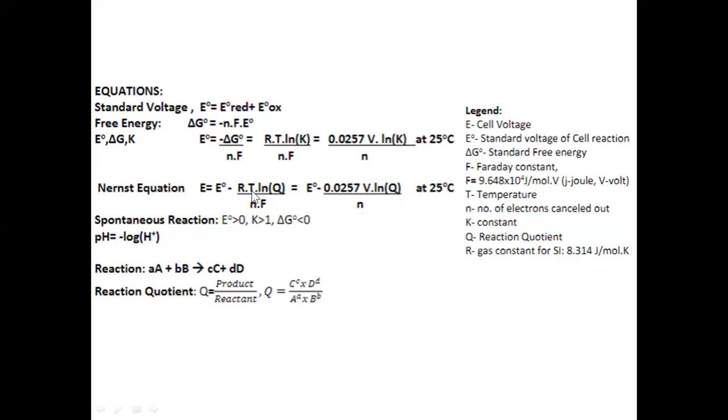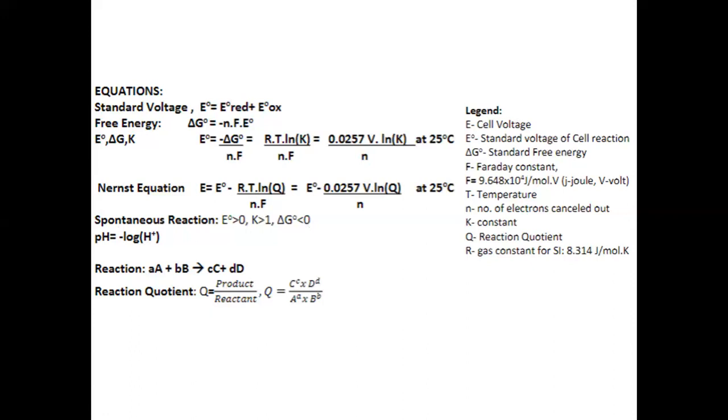Please do not be confused with E and E naught. Again, E stands for cell voltage and E naught stands for standard voltage. For a spontaneous reaction to occur, E naught is greater than 0, the reaction constant is greater than 1, and delta G naught is less than 0. To solve for pH, pH is equal to the negative logarithm of H plus, the hydrogen ion concentration.